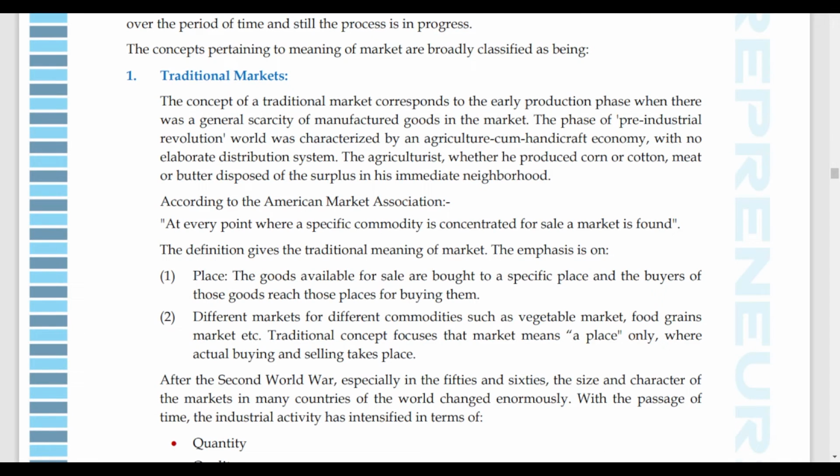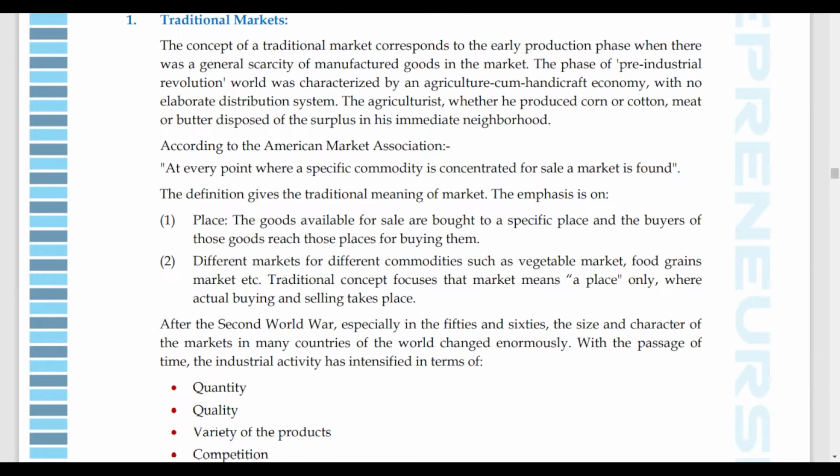The concept of a traditional market corresponds to the early production phase when there was a general scarcity of manufactured goods in the market. In the phase of pre-industrial revolution, the world was characterized by an agriculture cum handicraft economy with no elaborate distribution system. The agriculturist, whether he produced corn or cotton, meat or butter, disposed of the surplus in his immediate neighborhood. According to the American Market Association, at every point where a specific commodity is concentrated for sale, a market is found. The definition gives the traditional meaning of market.